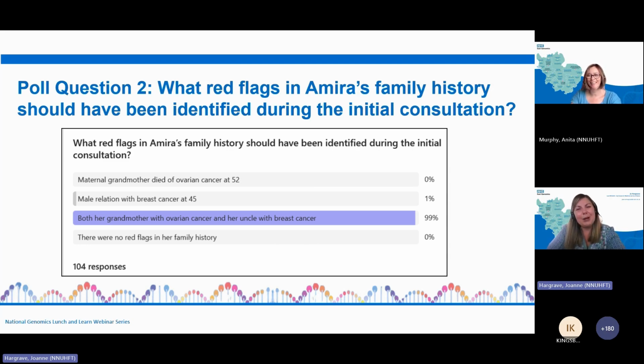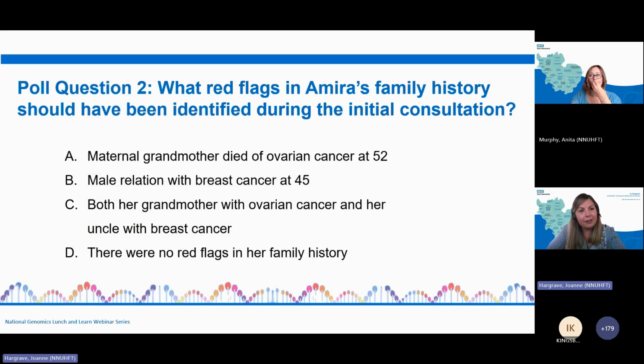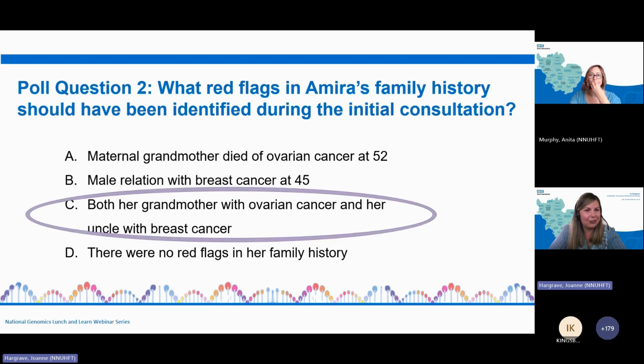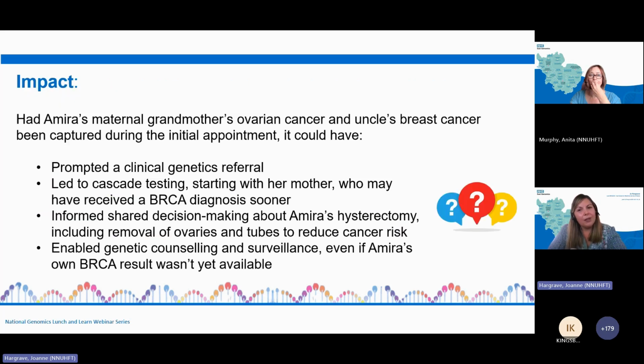So yes, although it is a thing around that male relation with breast cancer, the fact that there were two second degree relations needed that referral. So that's brilliant. Thank you very much for getting involved with that one too. So, do you have any relevant family history?